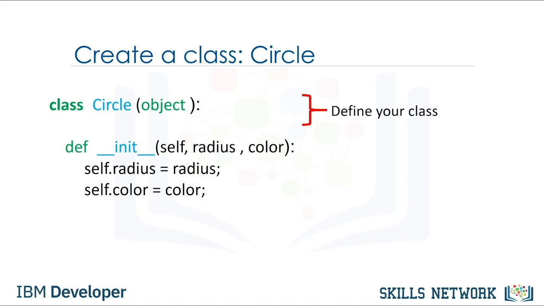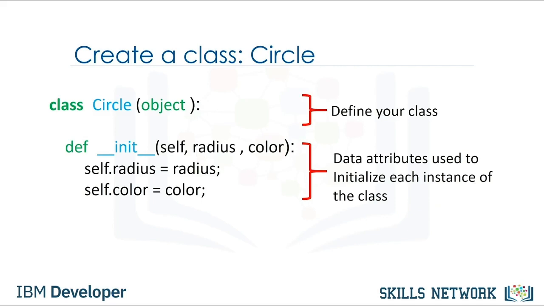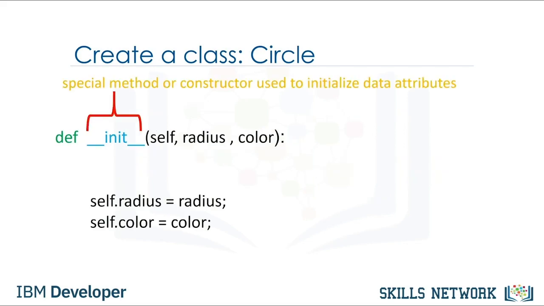We define our class. We then initialize each instance of the class with data attributes, radius, and color using the class constructor. The function init is a constructor. It's a special function that tells Python you are making a new class. There are other special functions in Python to make more complex classes. The radius and color parameters are used to initialize the radius and color data attributes of the class instance.